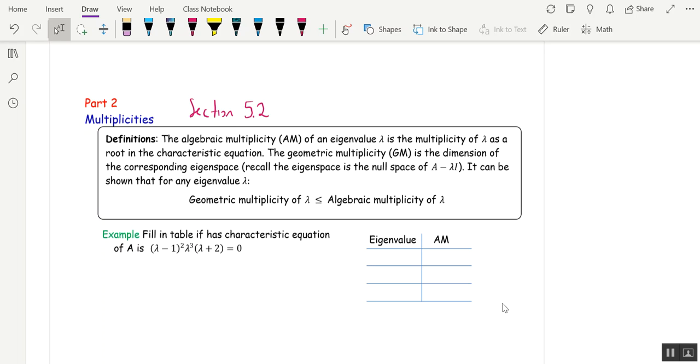This is the second half of section 5.2. We've got two more topics to go, multiplicities and similarity.